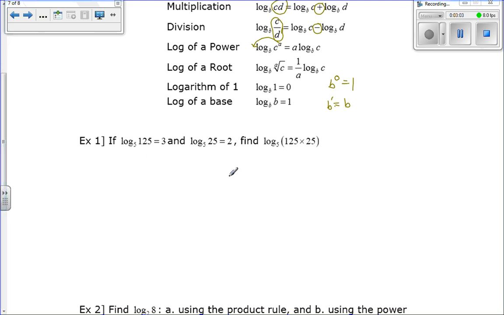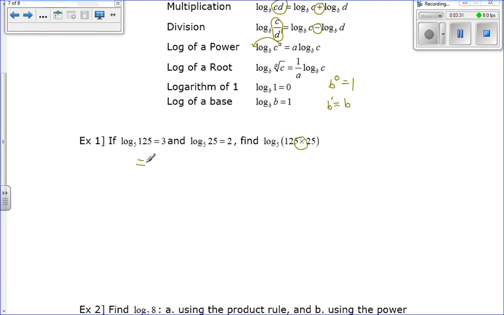So using these properties, we can solve some problems. If we have the log base 5 of 125 equals 3, and the log base 5 of 25 is equal to 2, find the log base 5 of 125 times 25. So here is my multiplication, my product, and since I have a product, I'm going to add my two logs.